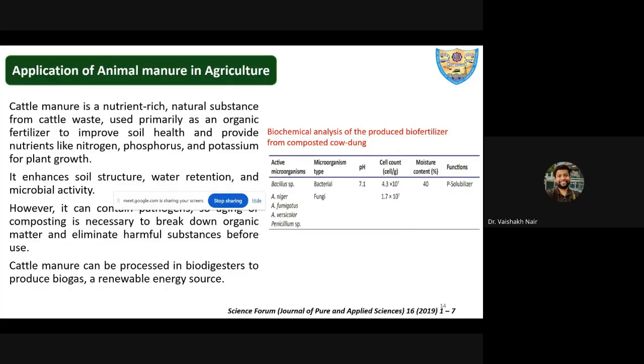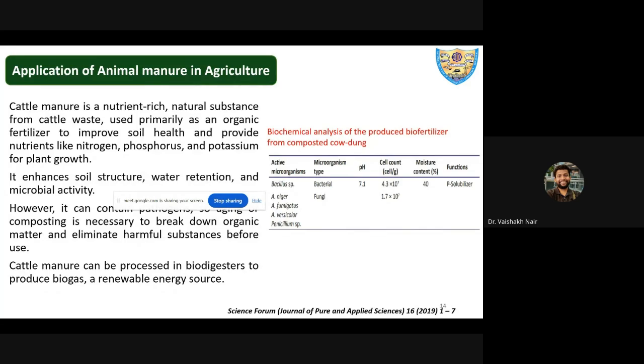The same thing they did, and they analyzed it. Now this is cow dung, which already has some microorganisms in it. It was observed that the cow dung has Bacillus, Aspergillus niger and other fungi. The four names given below are Bacillus and fungi. They are all present in that cow dung, and they are known to be phosphorus solubilizers.